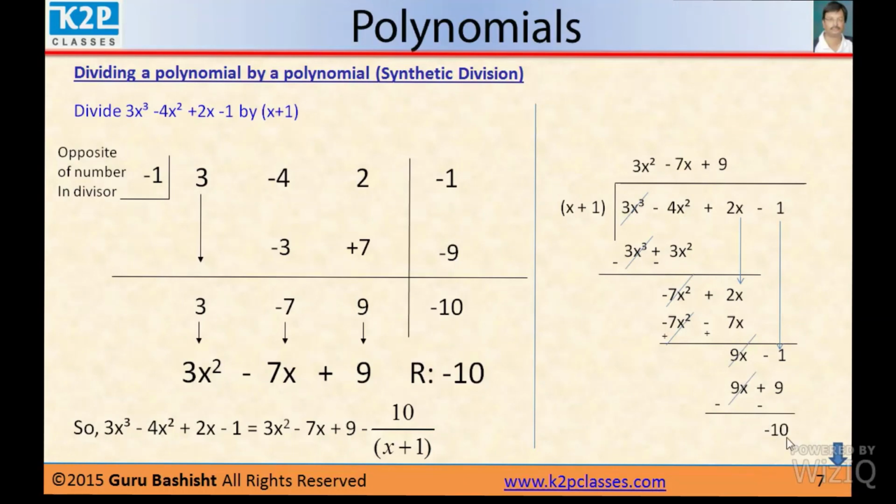So here again the remainder is 10. Look. Same answer. 3x square minus 7x plus 9. Right? The remainder is 10. So this shows that both methods give the same results. This is the long method and this is the synthetic division method. So this will take less time. So in the exam, you can follow any one method unless the method name is specified.